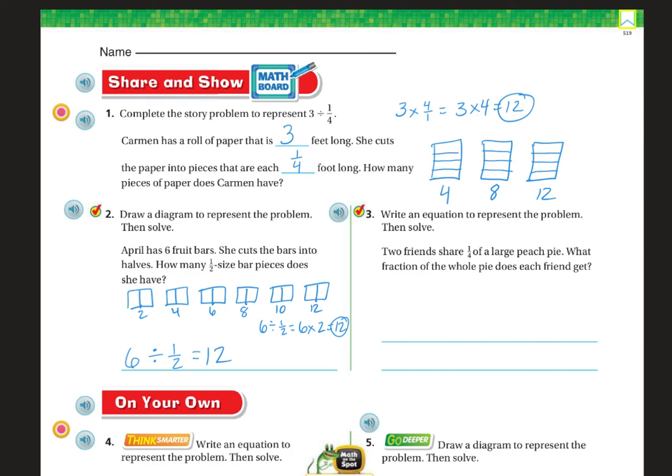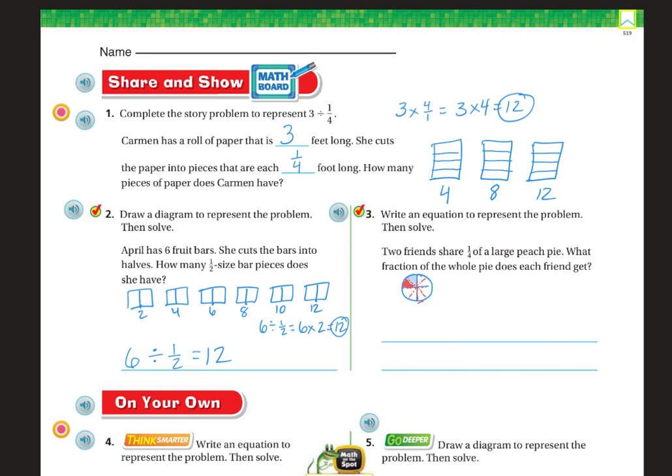Okay, so for number 3, 2 friends share 1/4 of a large peach pie. What fraction of the whole pie does each friend get? Well, if I'm drawing this out, here's my pie. It's divided into fourths. Okay, we're talking about 1/4 of this pie, so we're talking about this one little piece right here. Now, 2 friends are sharing it, so I'm going to cut each one of these in half, just like that. So now, instead of fourths, now we're talking about eighths, and each friend is going to get one of these, so each friend would get 1/8.